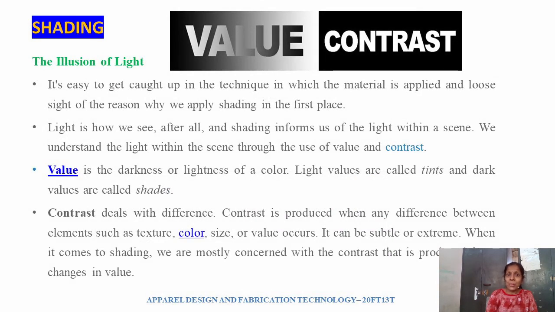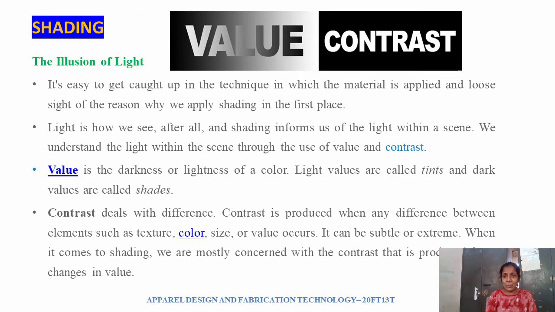Now, value and contrast. This is a term which denotes the illusion of light. It's easy to get caught up in the technique in which the material is applied and lose sight of the reason why we apply shading in the first place. Light is how we see. After all, the shading informs us of the light within a scene. We understand the light within the scene through the use of value and contrast.